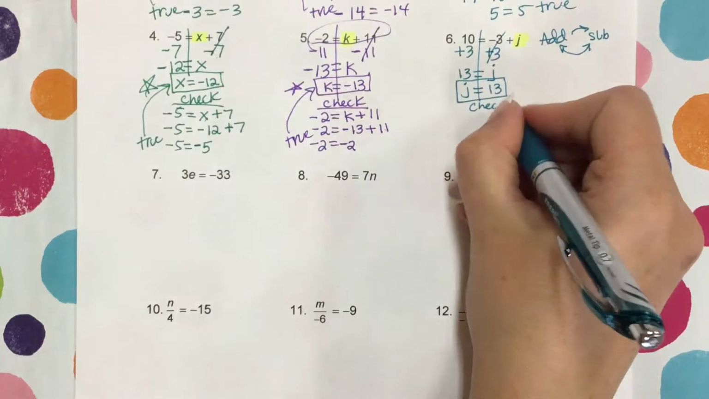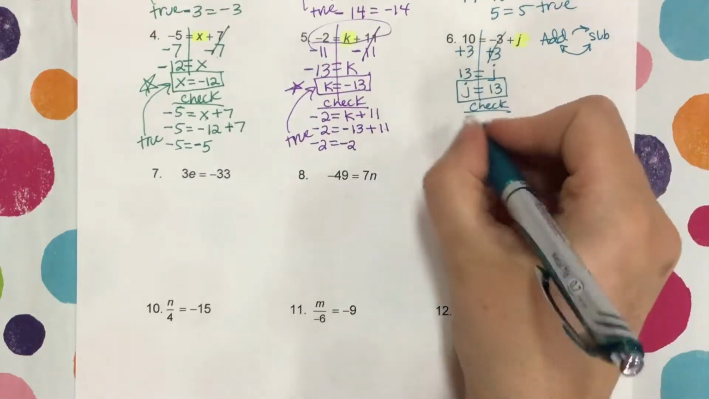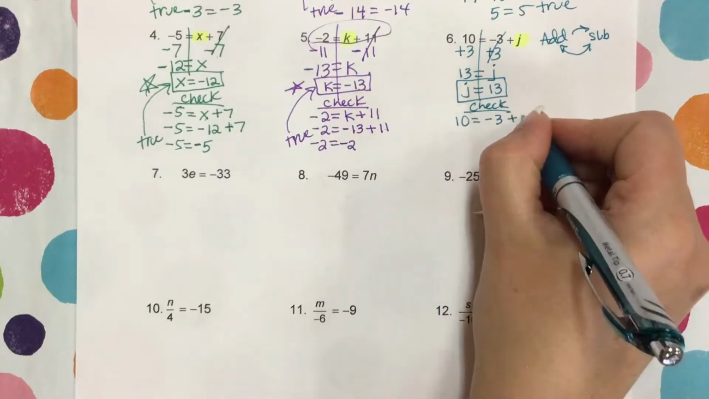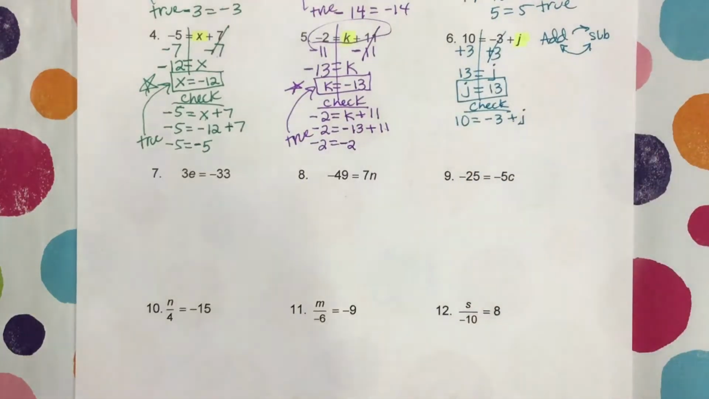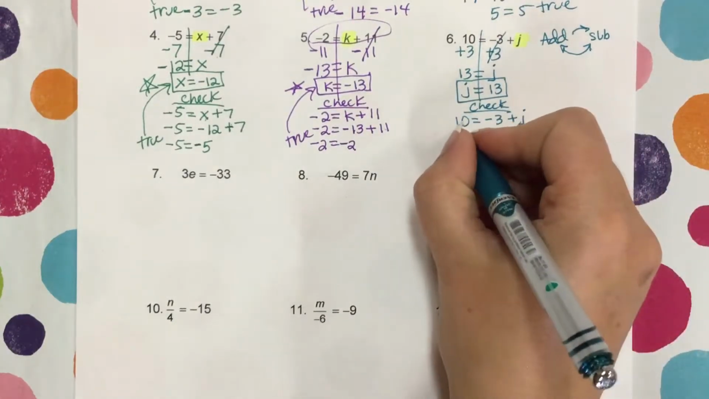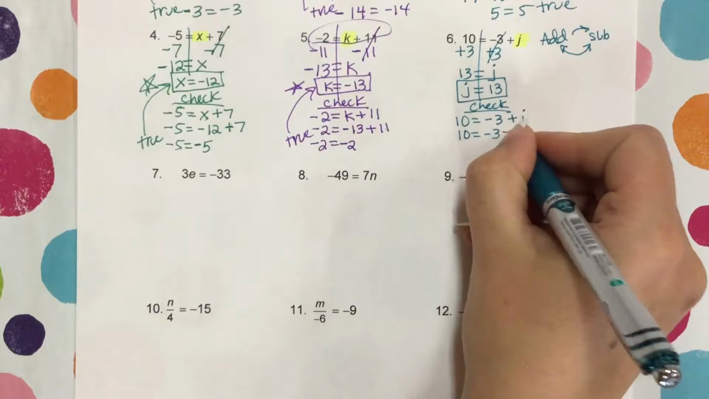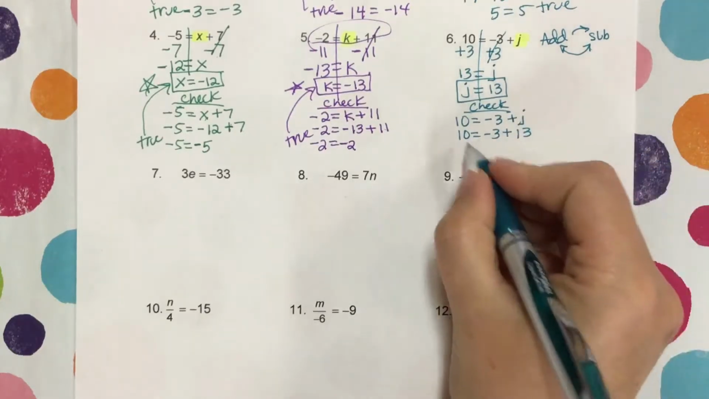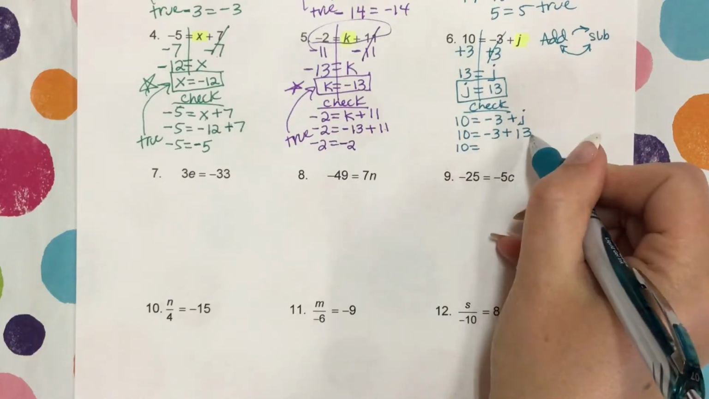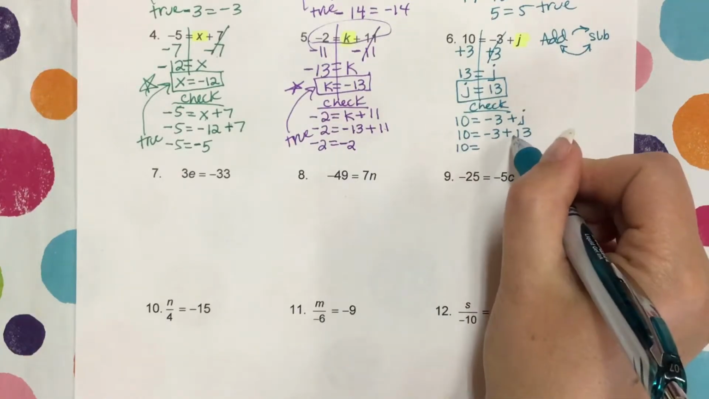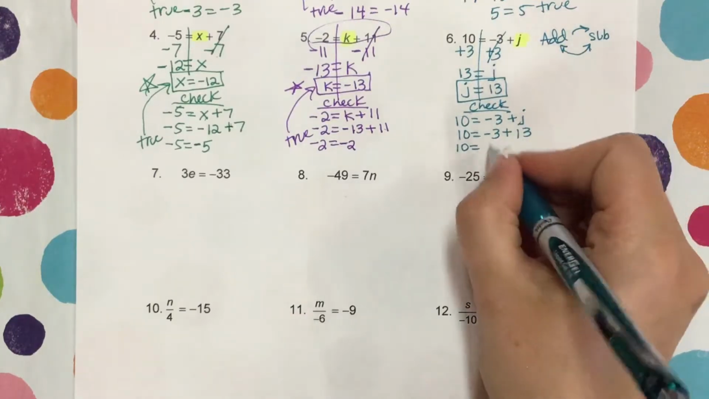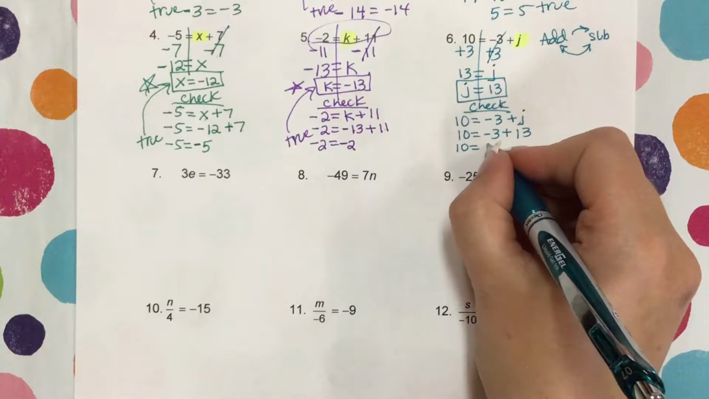We're going to check. Okay, rewrite the original equation. 10 equals -3 plus j. Okay, and we are going to substitute 13 in for j. This is already simplified. And we have a -3 plus 13. 3 is negative, 13 is positive. The signs are different, so we take the difference. The difference between 3 and 13 ends up being 10.